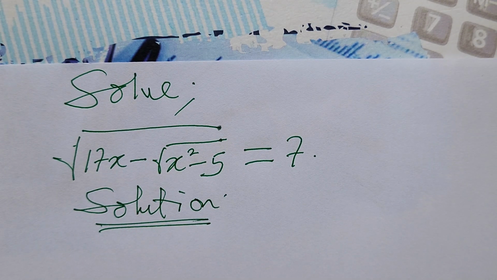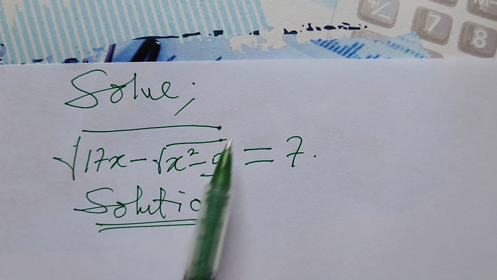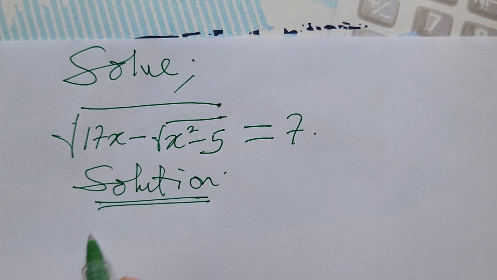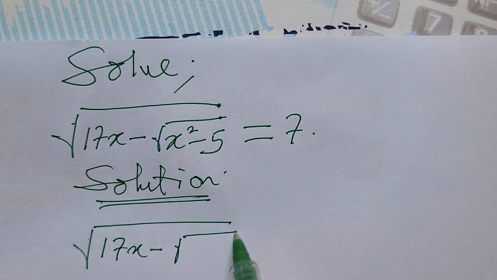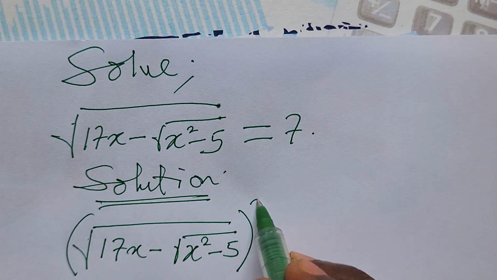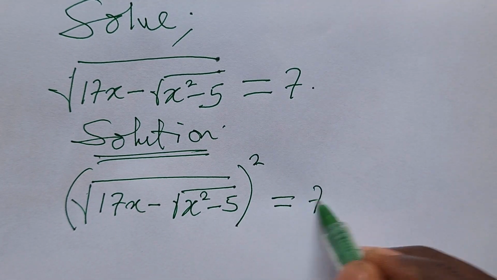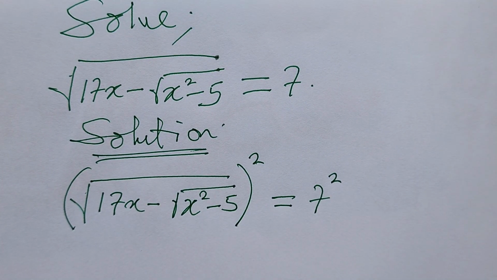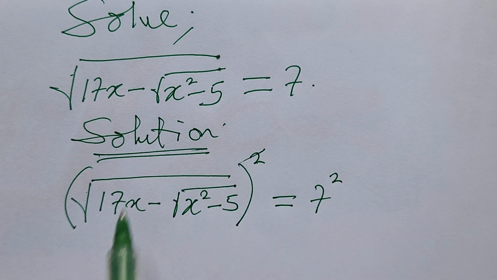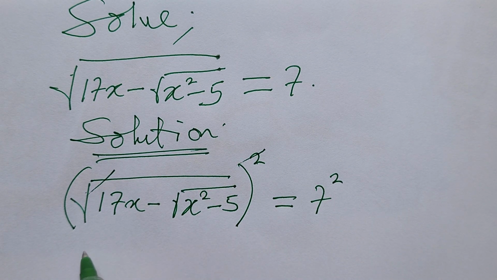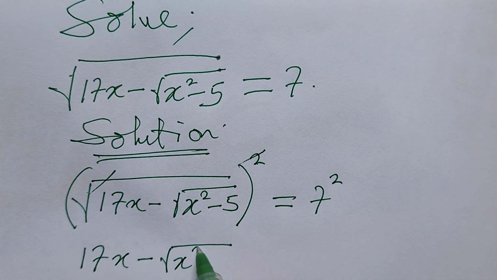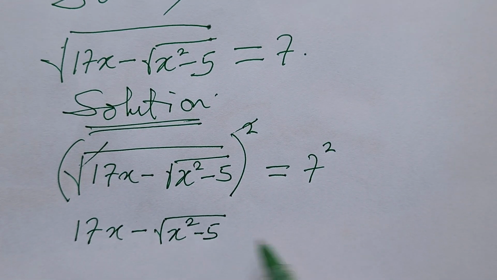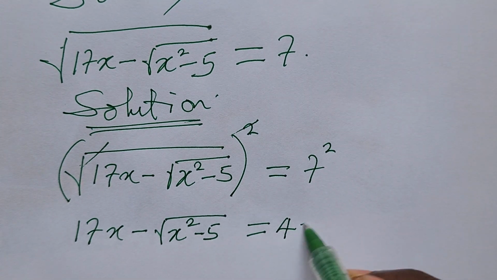All right, so what is the first thing we do here? We're going to eliminate this radical by taking the square of both sides of the equation. So this is going to give us the square root of 17x minus the square root of x to the power of 2 minus 5, all to the power of 2. This is equal to, also squaring the right hand side, so the square goes with this radical. So we now have 17x minus the square root of x to the power of 2 minus 5. This is equal to 49.